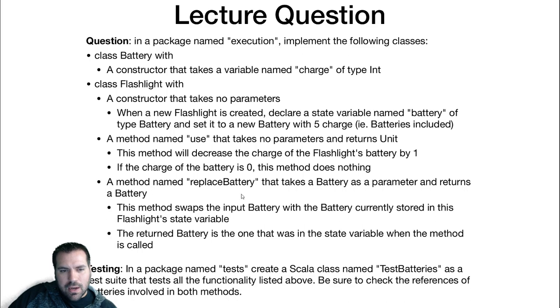We can. So with this one, I would store a reference to the battery that's in the flashlight. The flashlight's battery, store that in a temp variable of type Battery. Then the battery's, this dot battery, set that equal to the parameter, and then return the temp variable, which is storing a reference to the old battery that you need to return.